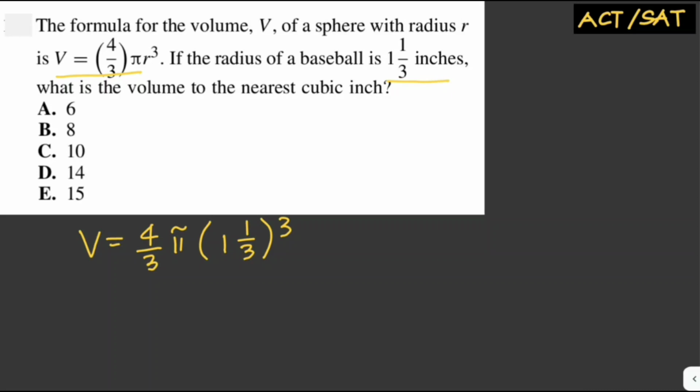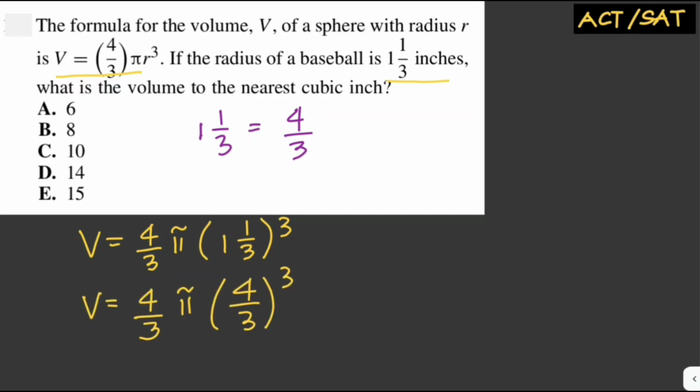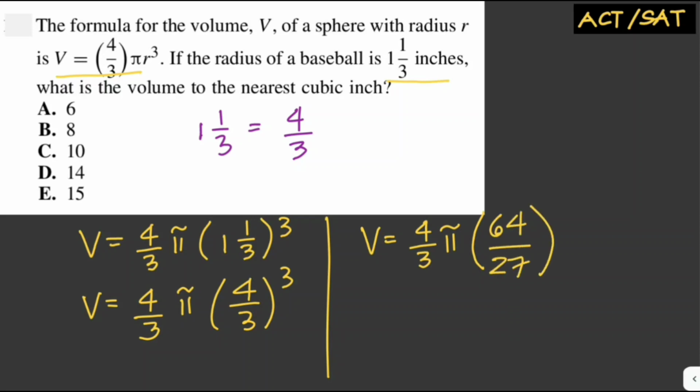Since the radius here is in mixed fraction form, we might need to write this into an improper fraction, so it would be easier to get the cube of it. So 1 1/3 is just equal to 4/3. Therefore, our volume would be equal to 4/3 pi times 4/3 cubed. And 4/3 cubed is just equal to 64 over 27.